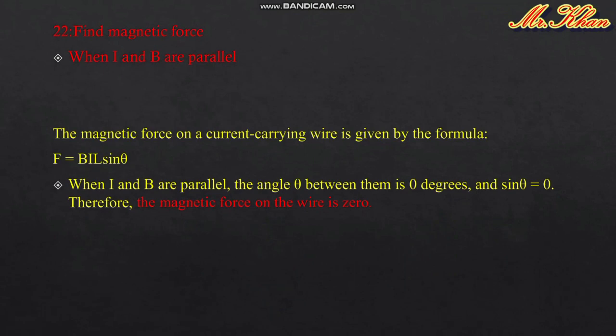Question 22. Find magnetic force when I and B are parallel. The magnetic force on a current-carrying wire is given by the formula F equals BIL sine theta. When I and B are parallel, the angle theta between them is 0 degrees, and sine theta equals 0. Therefore, the magnetic force on the wire is 0.